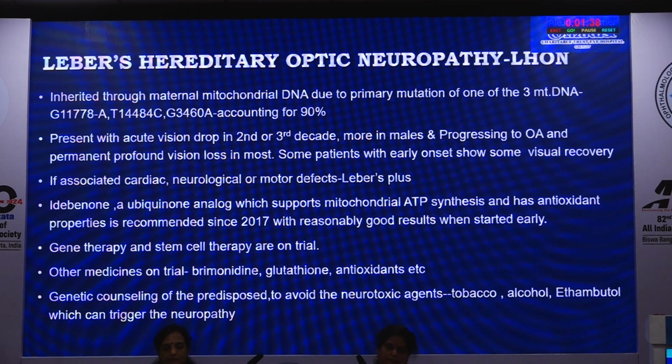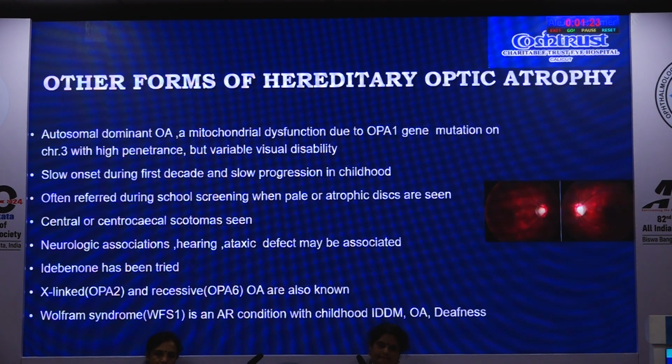Genetic counseling of the predisposed to avoid neurotoxic agents. These are triggered by some of the neurotoxins. So avoid tobacco, alcohol, and ethambutol, to prevent the triggering in predisposed patients. Other forms of hereditary optic atrophy are also there.